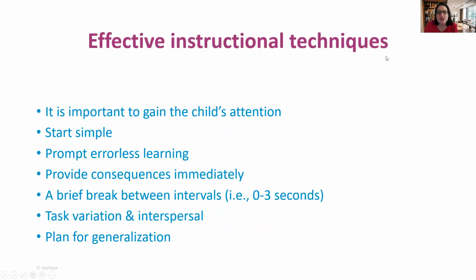So, effective instructional techniques. When instructing a child, it's important to gain the child's attention. If they're not attending, because you can't learn if you're off somewhere else, start simple, prompt errorless learning, provide consequences immediately so they know that they've gotten it right. You could take a brief break between tasks, but that's normally 0 to 3 seconds. Vary your tasks with interspersals and plan for generalization. You want your child to be able to, let's say, make their bed in their house, but also make their bed if they're visiting a friend's house, for example.